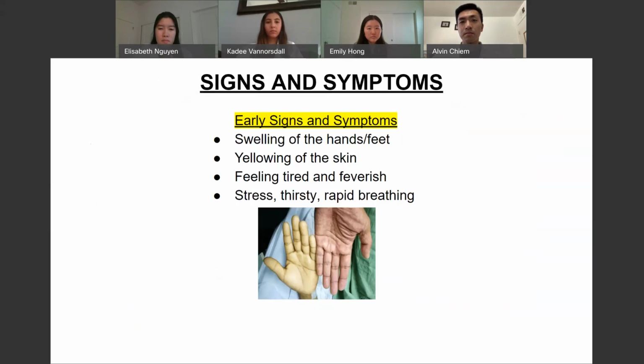So some early signs and symptoms of patients with the disease include swelling of the hands or feet and yellowing of the skin. They'll feel tired and might even have a fever. They also might feel thirsty, stressed, and breathe faster than normal. But after a while, some complications of the disease may develop because of the lack of oxygen, which we will see on the next slide.